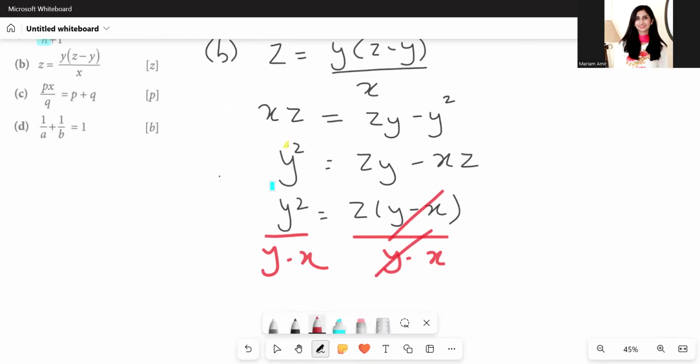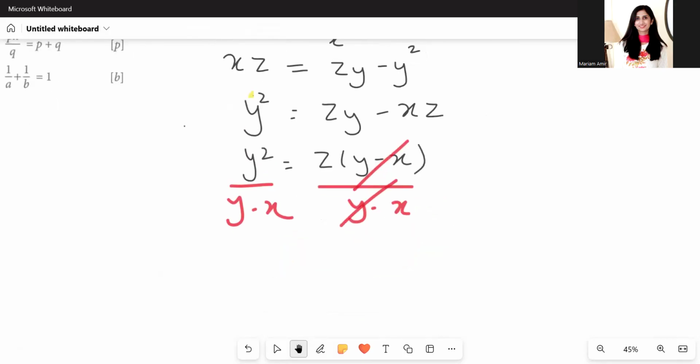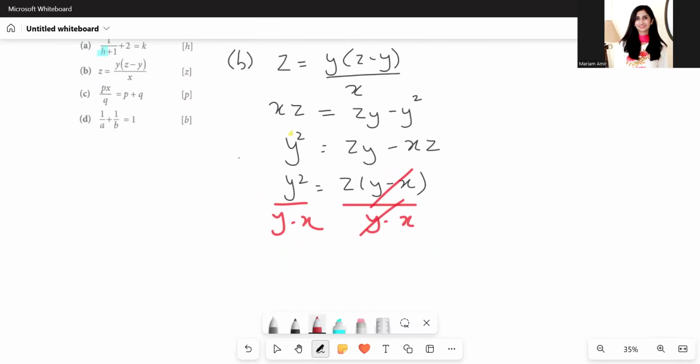So if we can do this, so can we do the g minus y at the start? Yes, but then we couldn't make z the subject. One z would be in the numerator, one z in the denominator. We couldn't have made it the subject. Just a second. Let me write the final answer. The final answer would be z equals y squared upon x, y minus x.